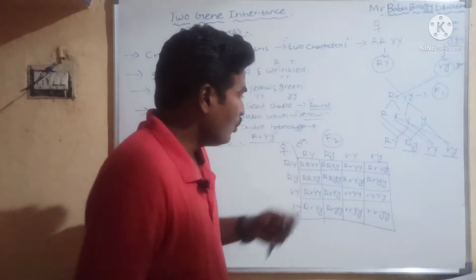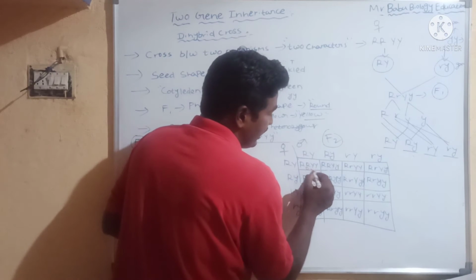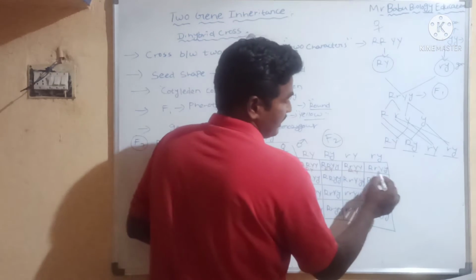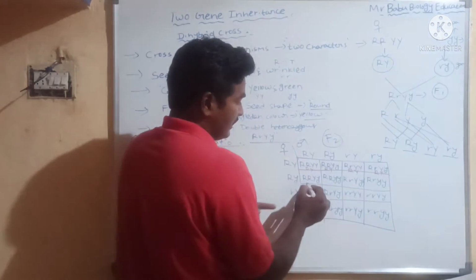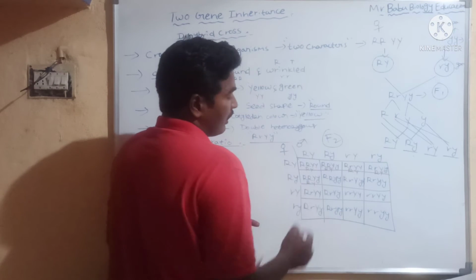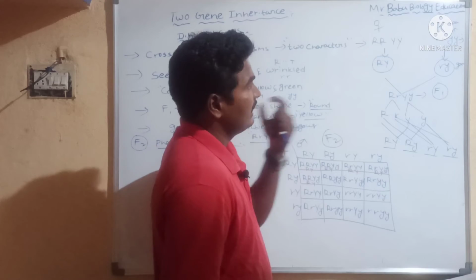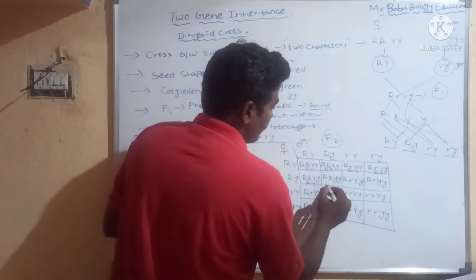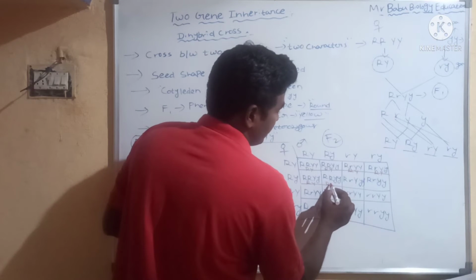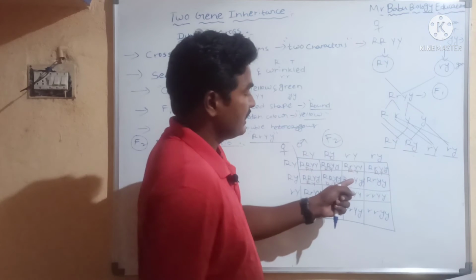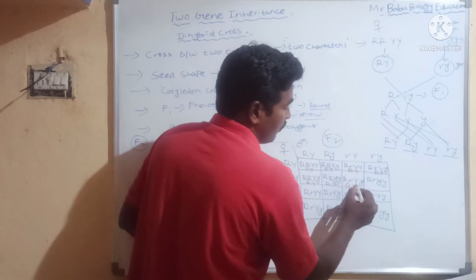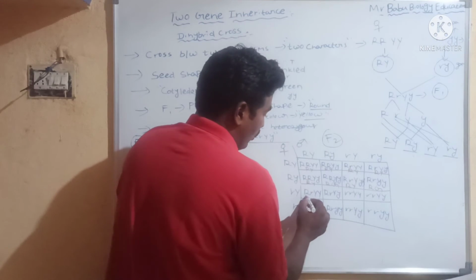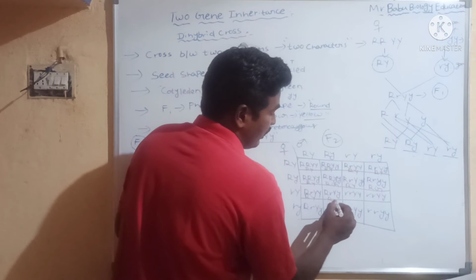Let us see. Round and yellow. This is round and yellow, and this is also round and yellow. This is round and yellow, and this is round and yellow. This is not round and yellow. Round and green. So this is the green. Round and green. Round and green. Round and green. Now this is round and yellow. What about this one? Round and green. Round and yellow.